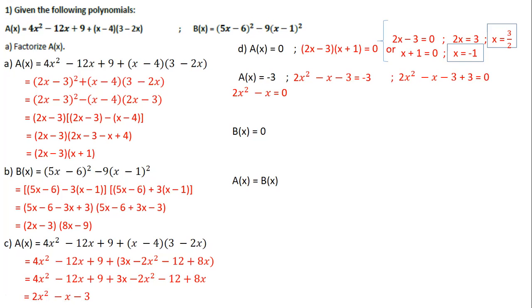How do you solve this? What should you do? We take a common factor. Which is? x. So x into 2x minus 1 equal to 0. Solve it, Amir.